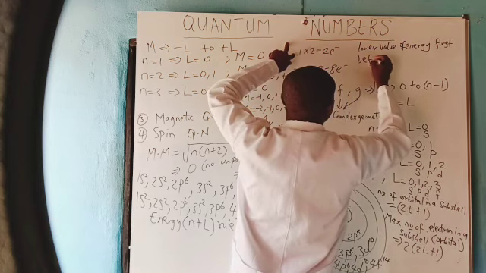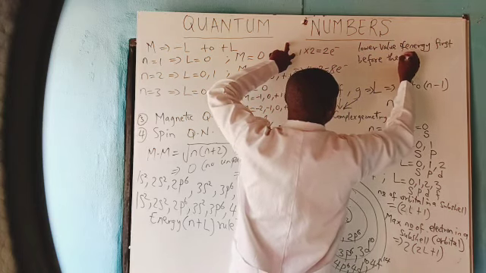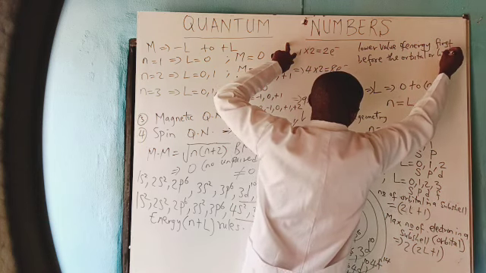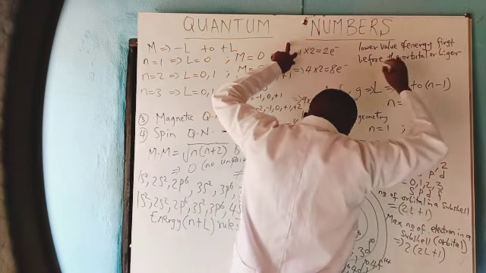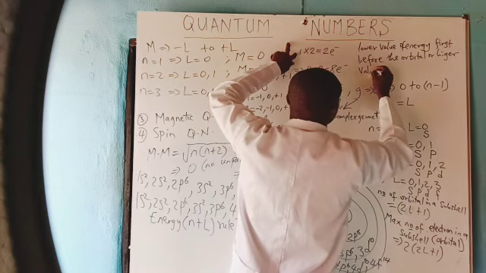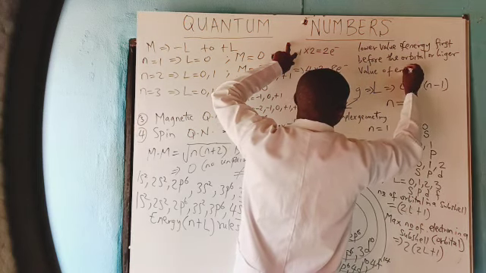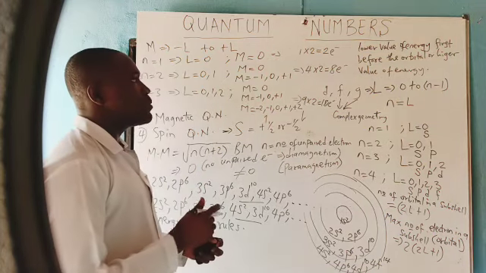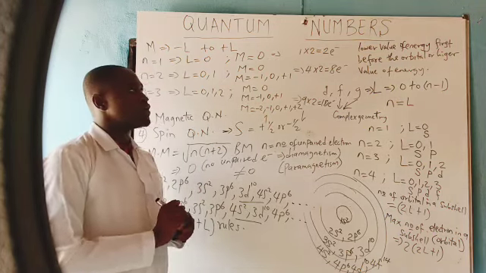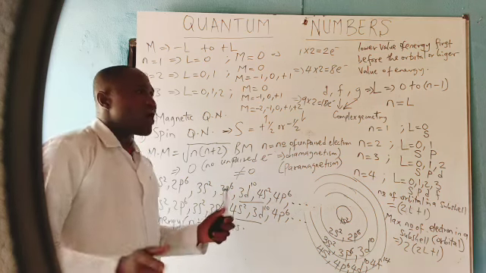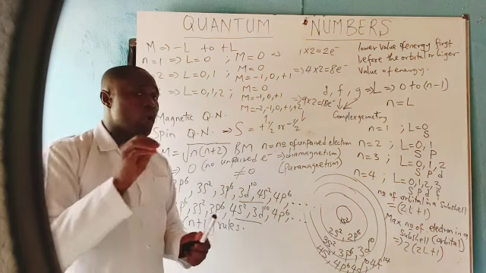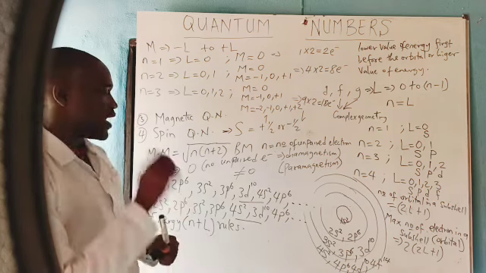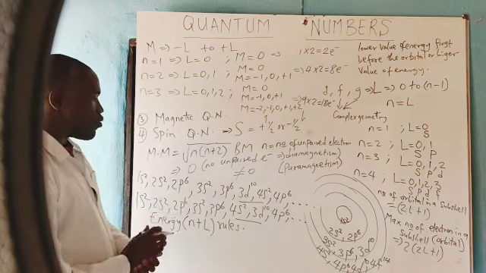Before entering into the orbital of higher value of energy. Okay? And when two orbitals have equal value of energy, electrons have to enter into the orbital with lower value of n first before entering into the one of higher value of n. Okay, let's see what we are talking about.